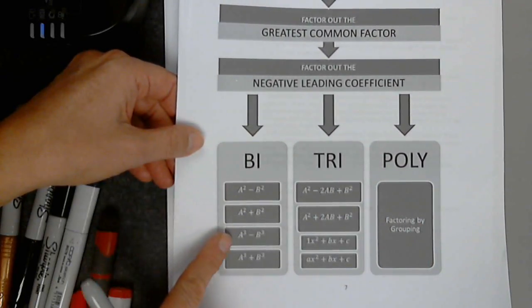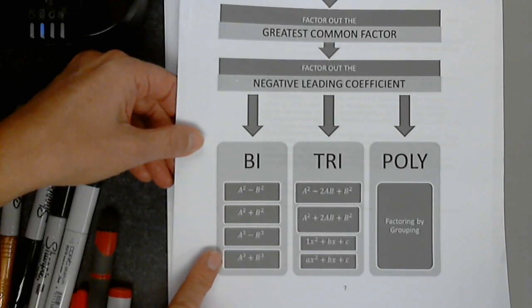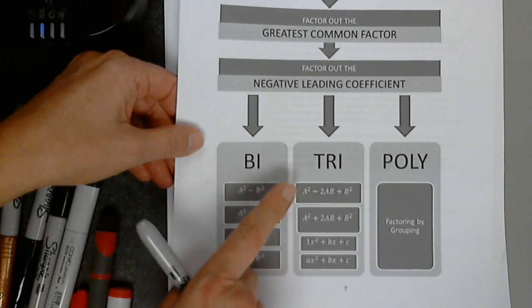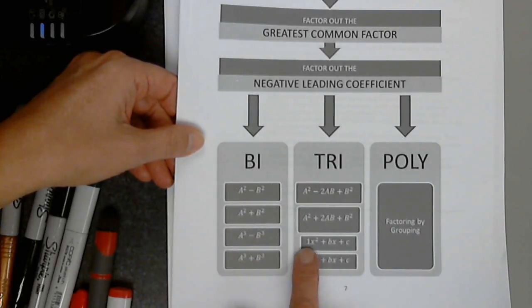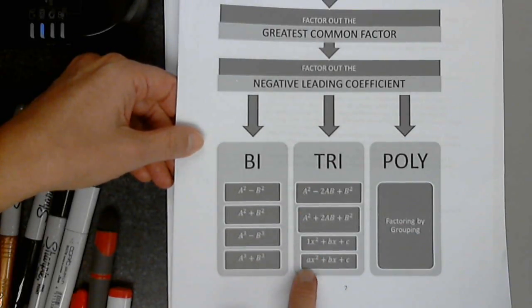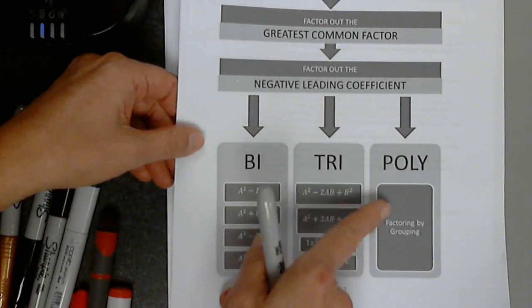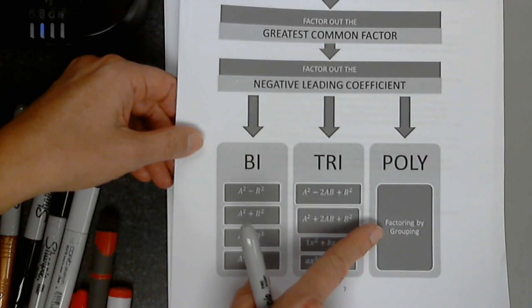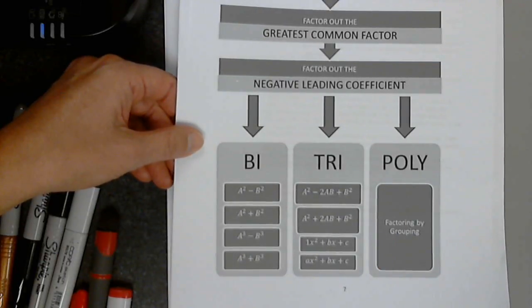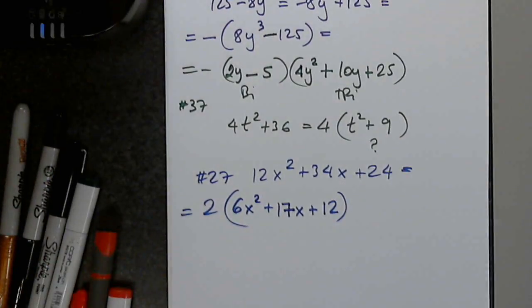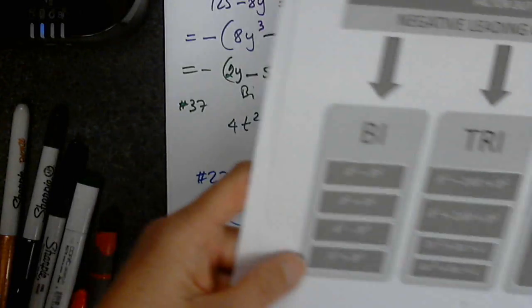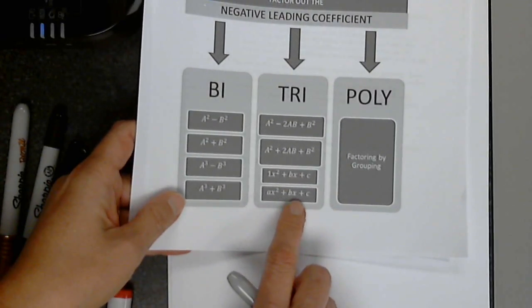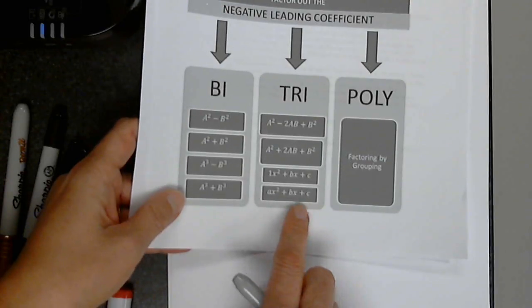If it's a binomial, you have 4 formulas. If it's a trinomial, you have 2 special products and 2 other options: 1 is a leading coefficient and not 1 is a leading coefficient. Polynomial is always the easiest. I shouldn't say easiest, depending on the problem, but I only have factoring by grouping. Okay, so then I'm down to the last option. This is the last option. If this doesn't work, it's not factorable.